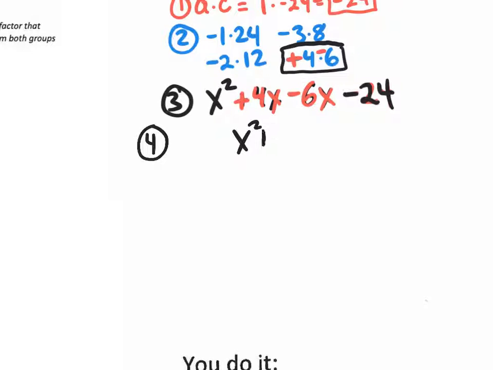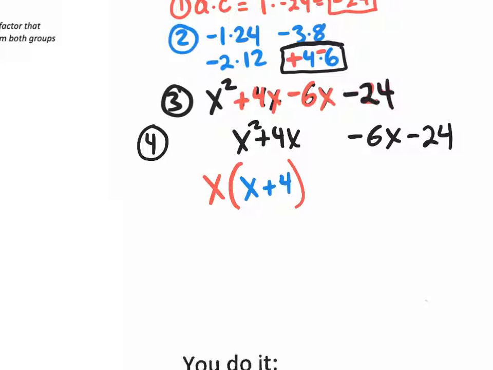First 2, x squared plus 4x, leave some space, minus 6x minus 24. From my first group, what could I pull out? An x. What do I have left on the inside? X plus 4. How about the second group? What's in common in those 2 terms, negative 6x? A 6, right? But it's better to do a negative 6, because if we pull out a negative 6, on the inside we will end up with a positive x and also a positive 4. And that's what we really want.